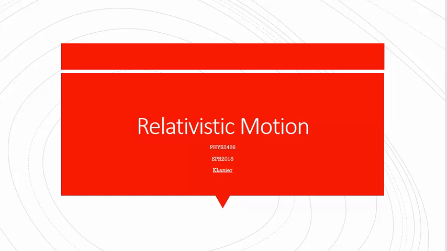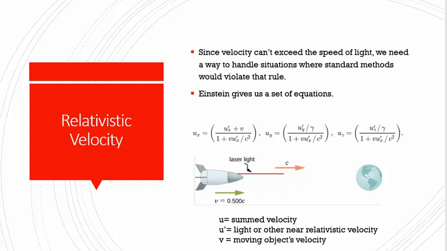So here's a quick overview of relativistic motion. One of the postulates of relativity is that we can't exceed the speed of light. So we need some ways to handle situations where you would have added and subtracted velocities and considered how they worked in a Newtonian fashion that don't exactly work for relativity.